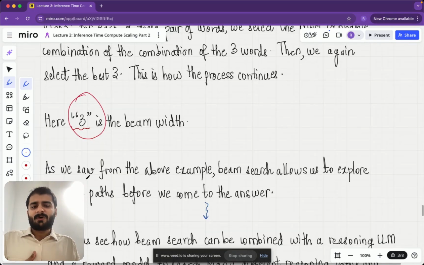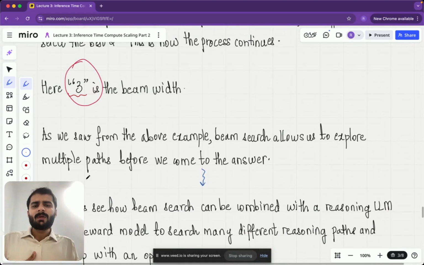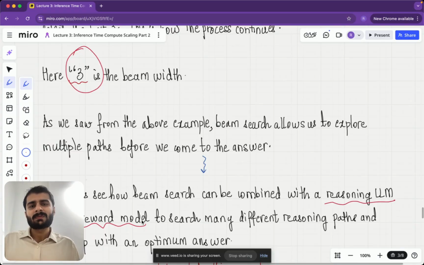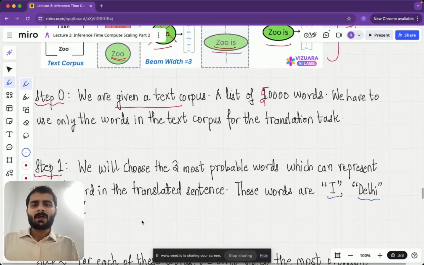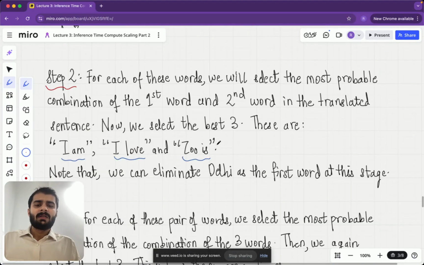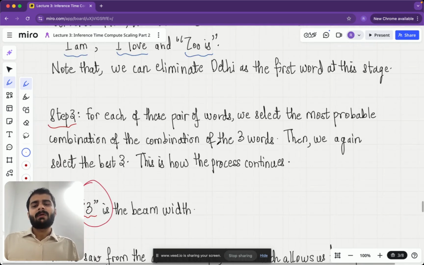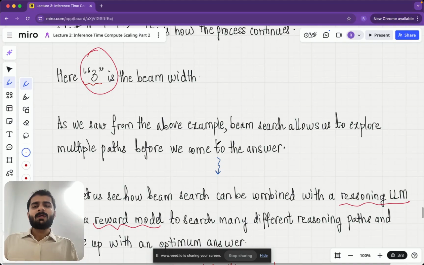Now, for this course, we are going to look at how beam search can be combined with a reasoning large language model and a reward model to search many different reasoning paths and come up with an optimum answer. So in this case, we searched across many different words, right? But here, when we are looking at reasoning models, we are going to use beam search to explore multiple reasoning paths before we come to the final answer. I hope the intuition is clear for all of you.